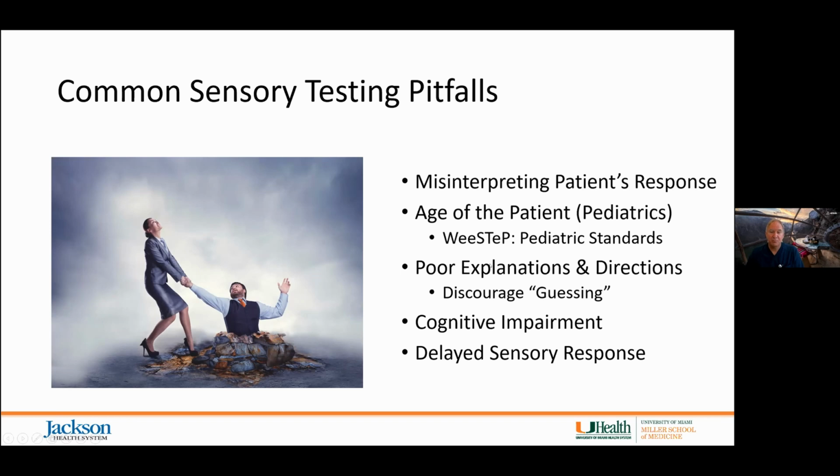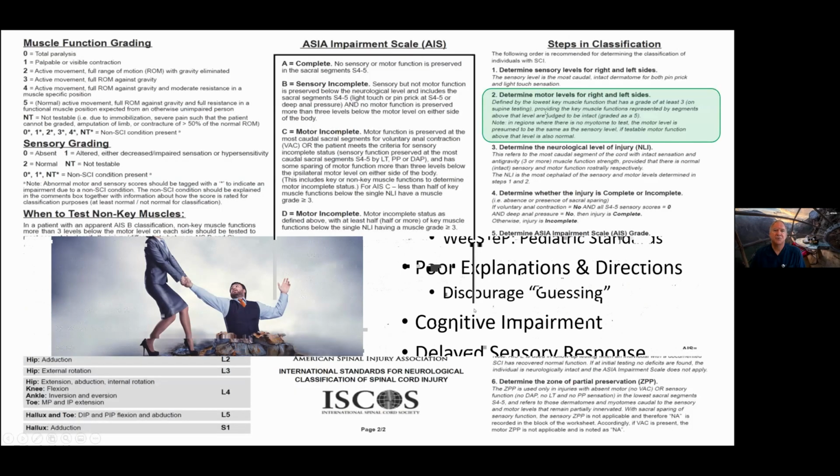If I provide a poor explanation or I don't give them appropriate directions, including discouraged guessing, then we might have an inappropriate exam. If the person is cognitively impaired and simply can't understand what it is that we're trying to do, and if they have delayed sensory responses, sometimes that can be confusing. So I want to talk us through the myotomes now, and we'll come through those, and then we'll talk about going through the steps in the ISNCSCI classification.